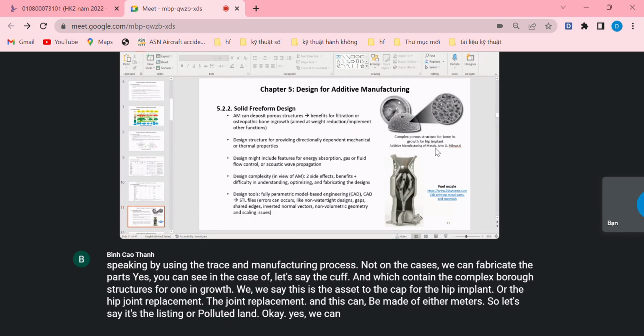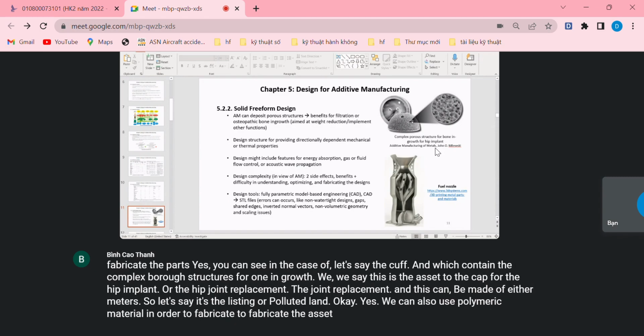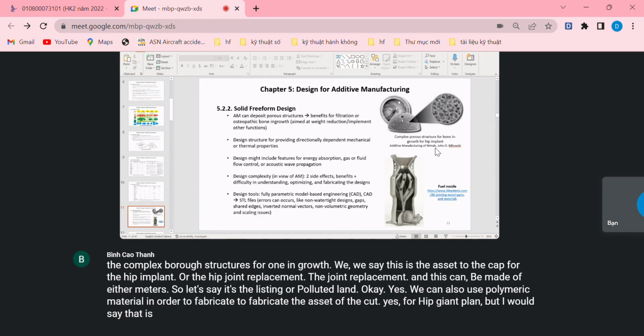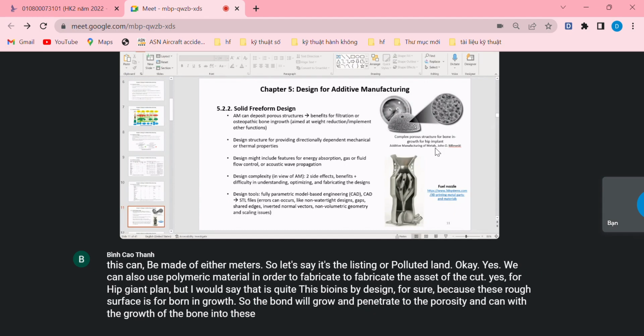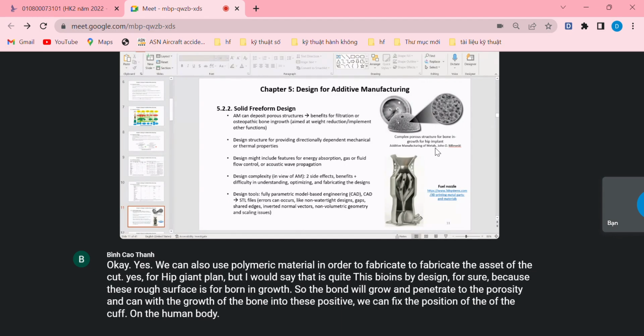Yes, we can also use polymeric material in order to fabricate the acetabular cup for hip joint implants. But I would say that this is quite a bio-inspired design, because this rough surface is for bone ingrowth. The bone will grow and penetrate into the porosity, and with the growth of the bone into this porosity, we can fix the position of the cup on the human body.